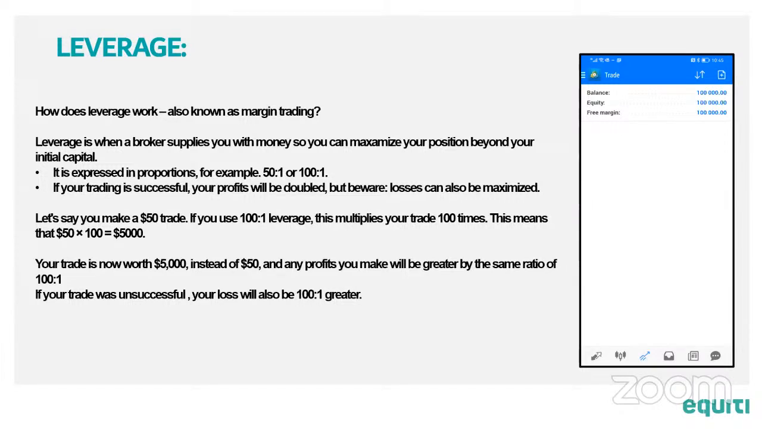Leverage. How does leverage work? Also known as margin trading. Leverage is when a broker supplies you with money so you can maximize your position beyond your initial capital, and it's usually expressed in proportions, for example, 50:1 and 100:1. Like I said, if you have $500 in your account, you can trade with up to $50,000 or $100,000.